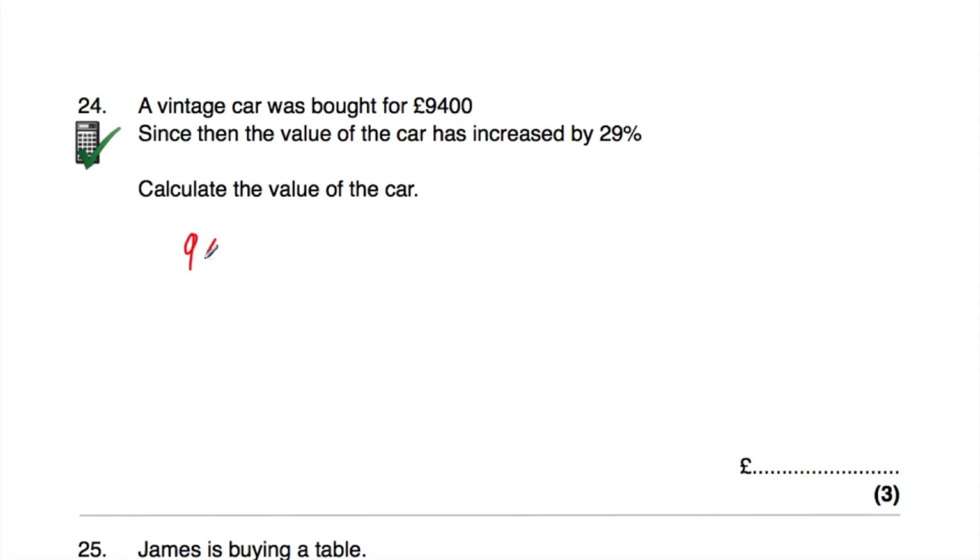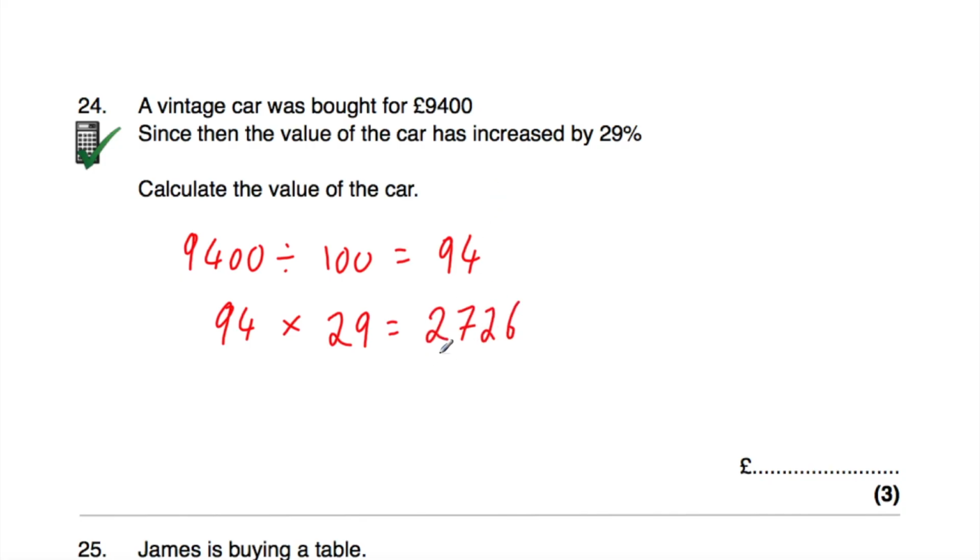So let's take the £9,400 and divide that by 100 to find 1%. So that's 94. And then if we take the 94 and multiply that by 29, that'll tell us what 29% is. So 94 multiplied by 29 is equal to £2,726. So that's how much the value of the car increased by. So if we take the original value of the car, which is £9,400, and we add the £2,726, then that'll be the value of the car now.